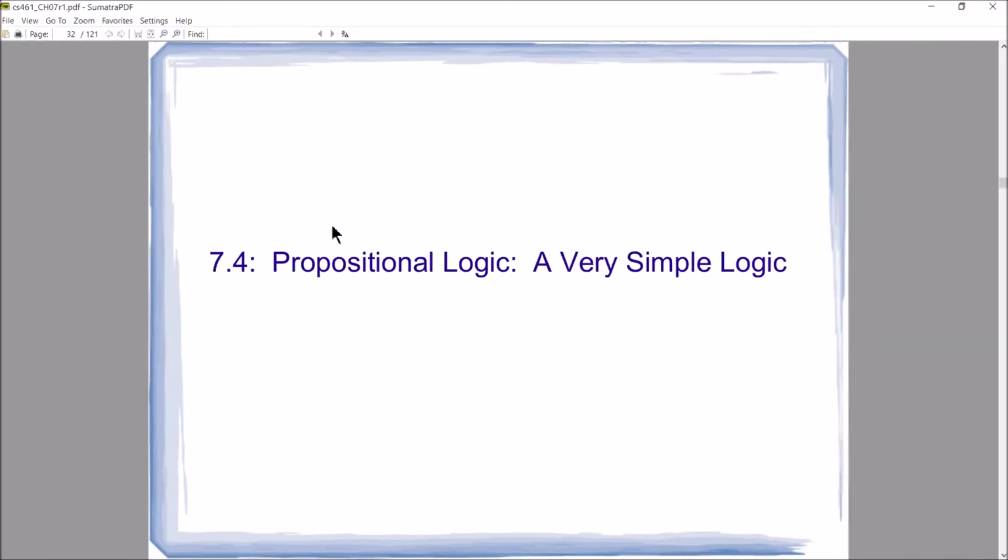All right, guys, welcome back. We're going to go ahead and start section 7.4, which is propositional logic and very simple logic.